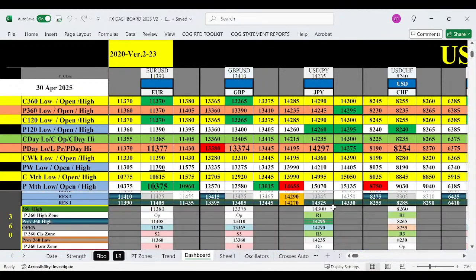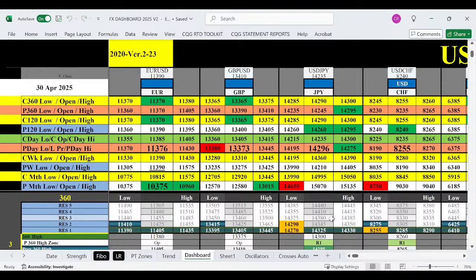43.50, 43.30, and our entry should be near the 360 low, or above the previous 360 low, which is 142.35.